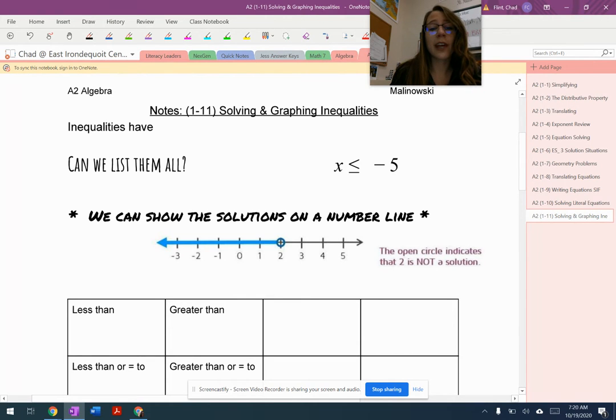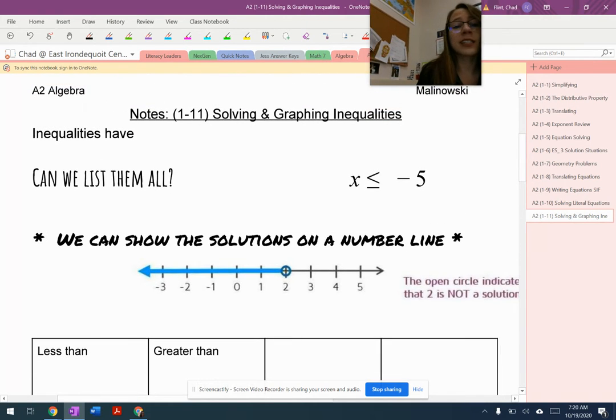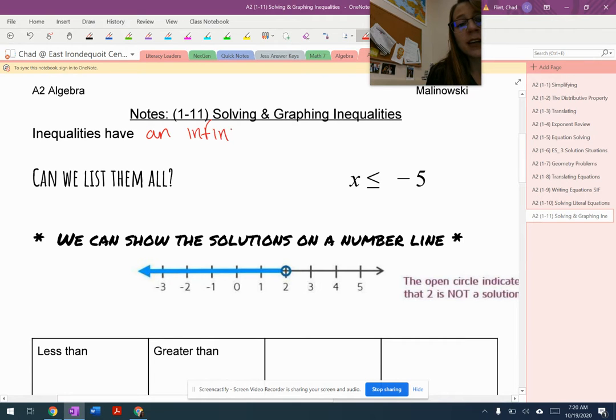So this is notes for 1-11, solving and graphing inequalities. We learned last year that inequalities have an infinite number of solutions. Infinite number of solutions.